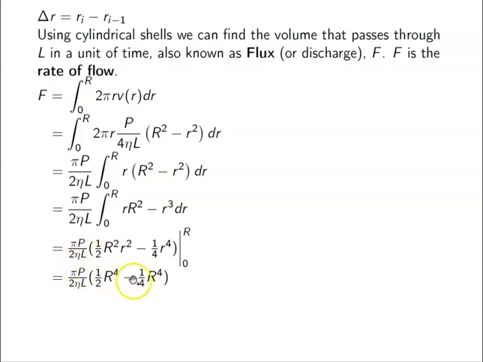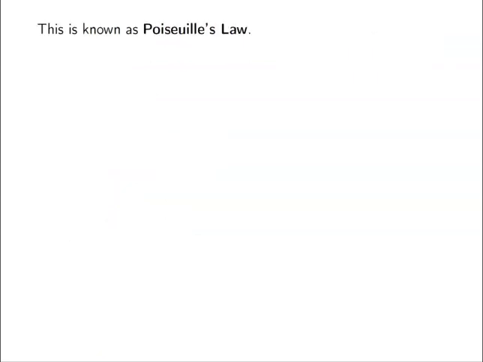And so 1/2 minus 1/4. So 1/4 is half of a half, right? So this turns into just a positive 1/4. Okay. And now the only thing we can really do is combine this 2 and this 4. So this turns into an 8 in the denominator. And that is our formula for flux or discharge or rate of flow of a liquid through a tube of length L. This is known as Poiseuille's law.